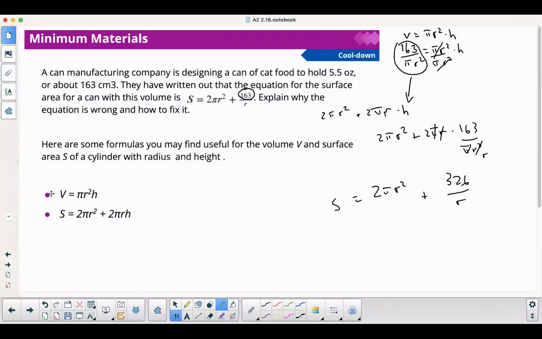Okay, so here are some other formulas. Volume of a cylinder, pi r squared times h. Surface area is 2 pi r squared plus 2 pi rh.